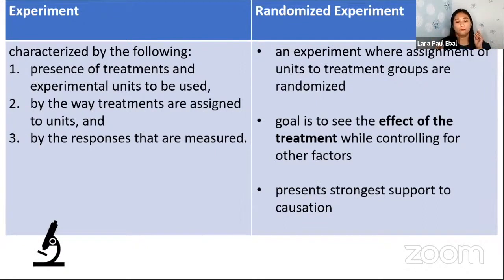Now, it presents the strongest support to causation. So this randomized experiment presents the strongest support. This means to say that this randomized experiment ensures us that the treatment really has an effect on the outcome or the response. Okay? That's why we have to conduct this randomized experiment if our intention is really to compare.